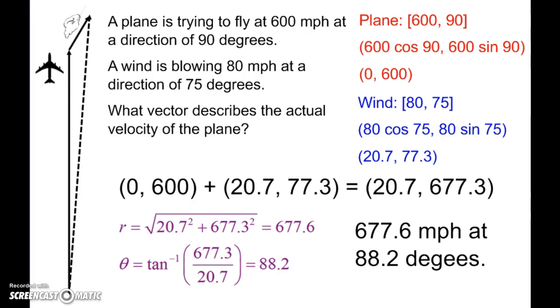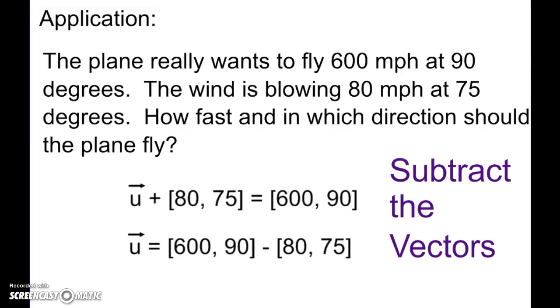All right, now, a more realistic problem. The plane really wants to fly 600 miles per hour at 90 degrees and the wind is blowing at 80 miles per hour at 75 degrees. How fast and in which direction should the plane fly? It's the same problem, except now it's my unknown vector plus 80, 75. That makes 690. So you'll be subtracting the vectors. Good luck.